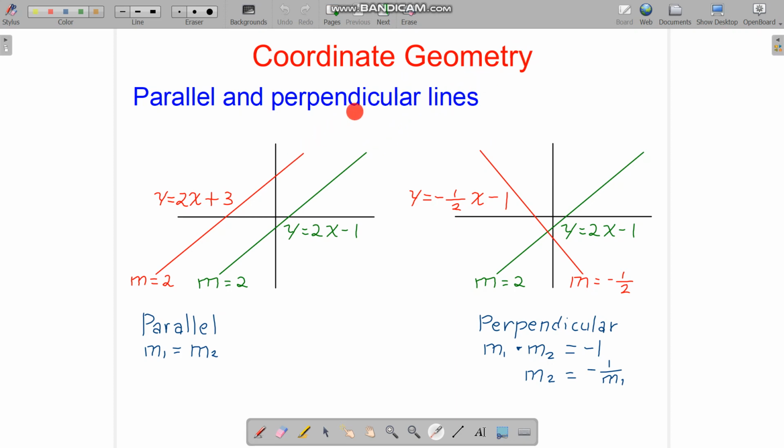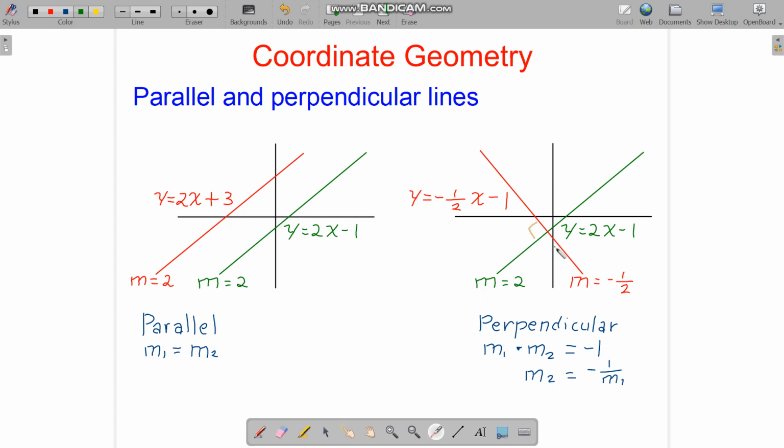So you can extend the line forever in this direction, they will never meet. Extend the line this direction, again they will never meet. Perpendicular line means forming a right angle, 90 degrees. So let's say we have this red line and this green line. They are perpendicular if they form 90 degrees.